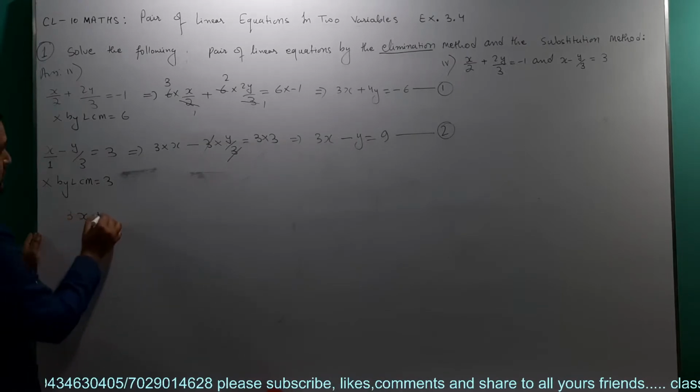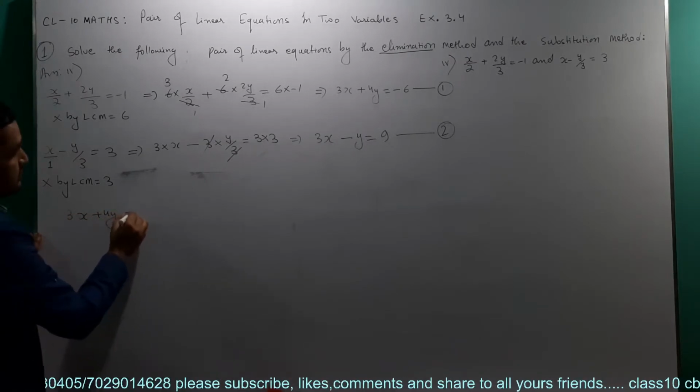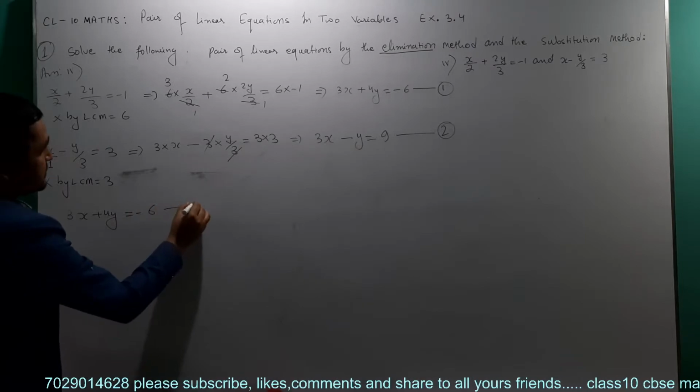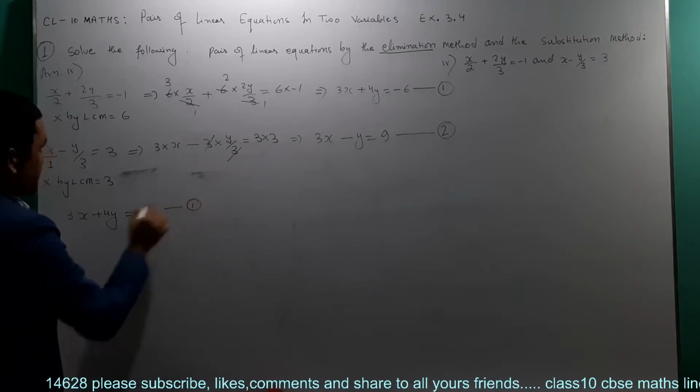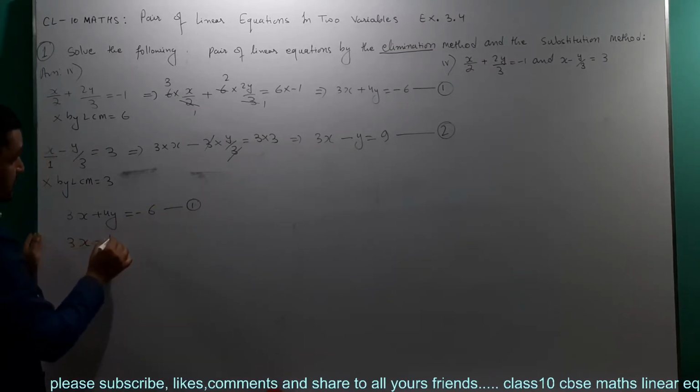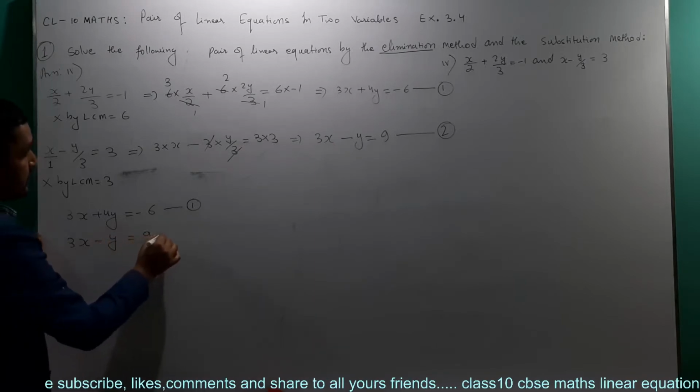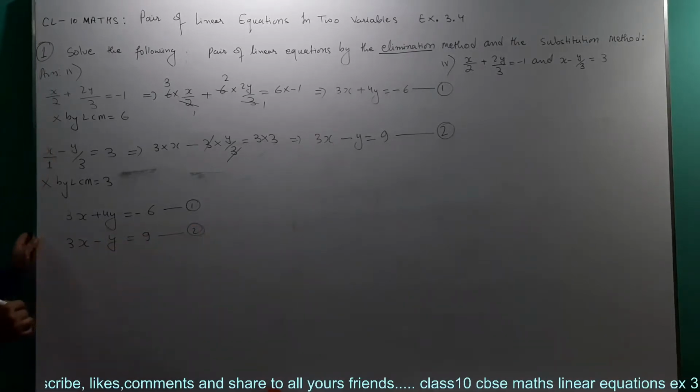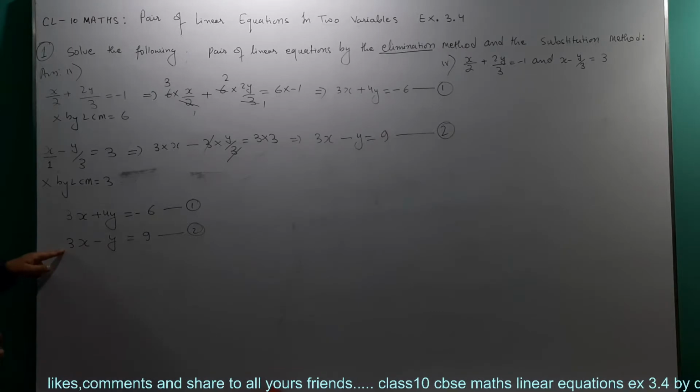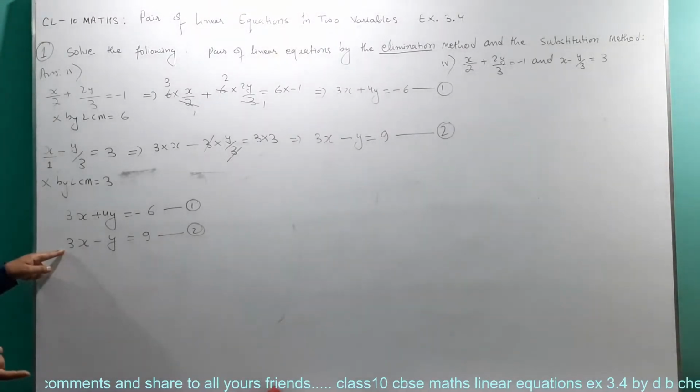3x plus 4y equals minus 6. This is our equation 1. Then 3x minus y equals 9. This is equation 2. Now look here. These coefficients are the same. That means there is no need to make their coefficients the same.